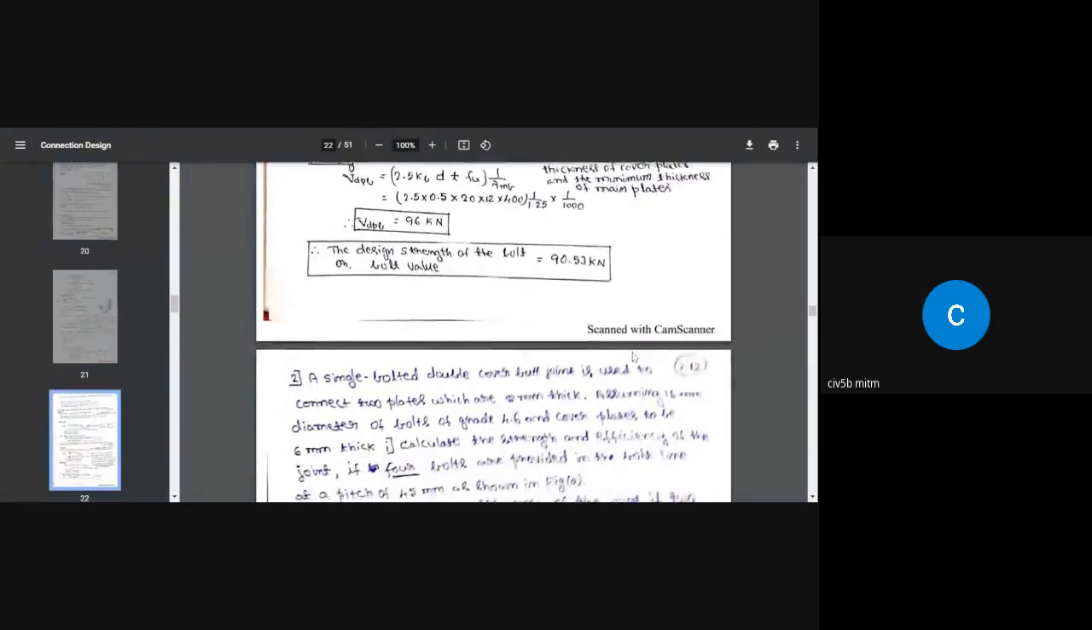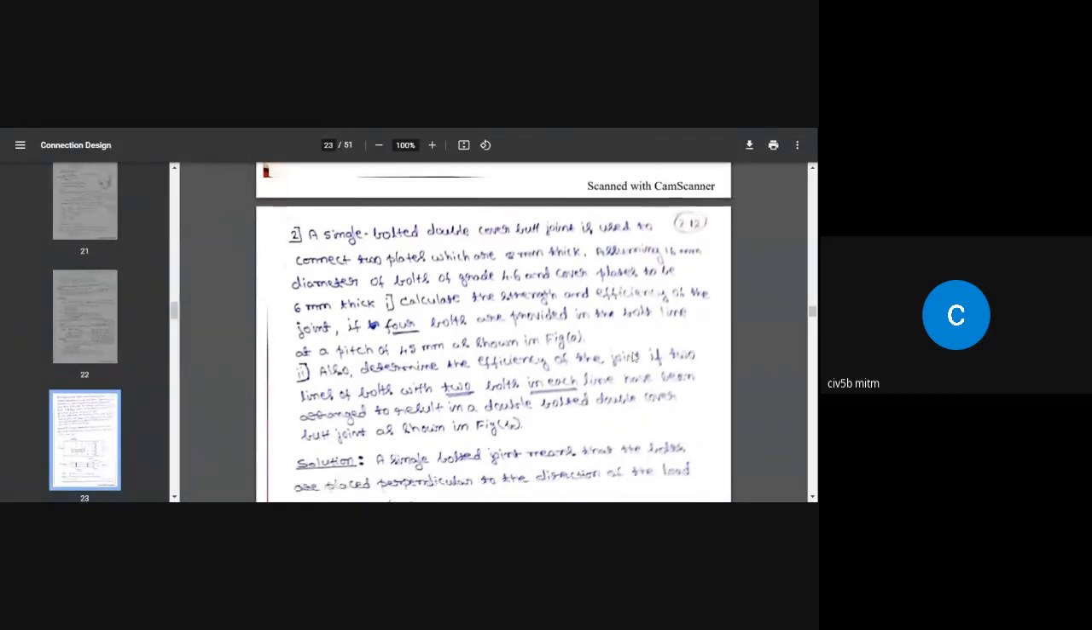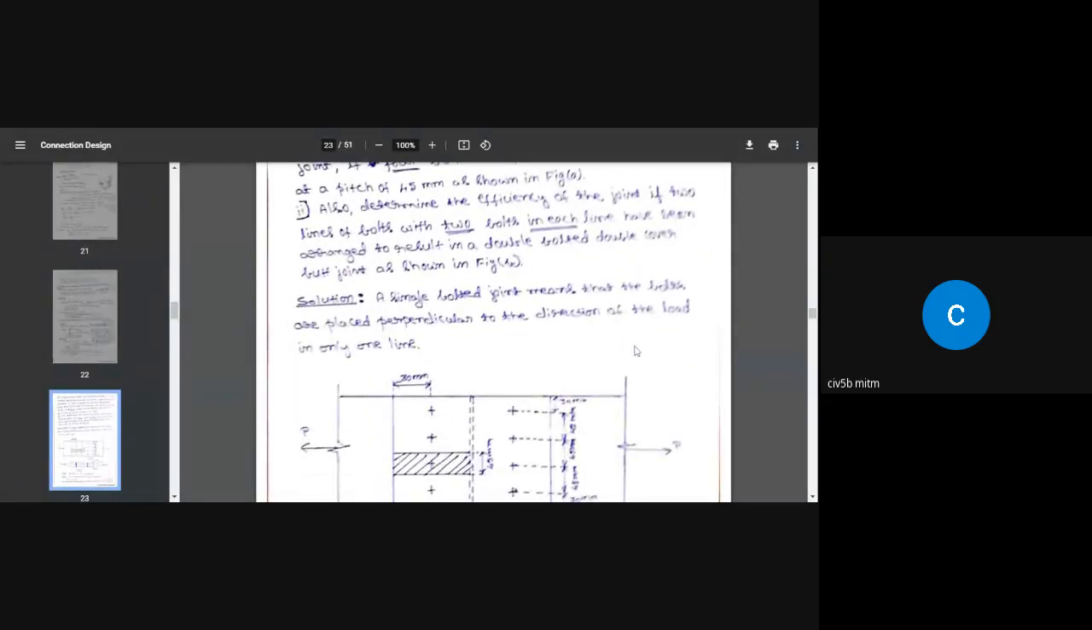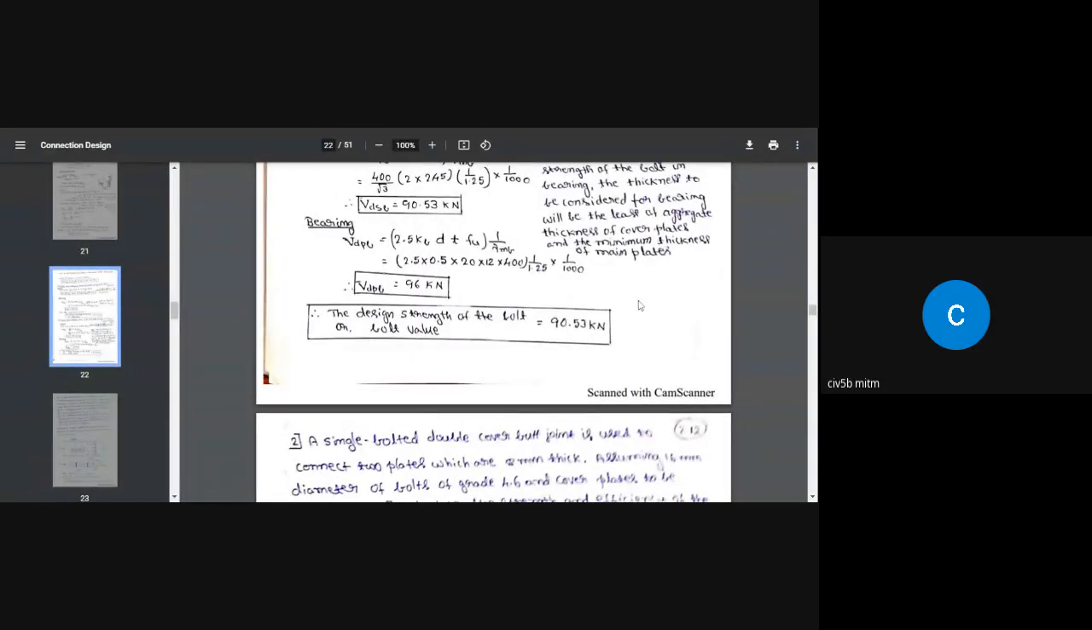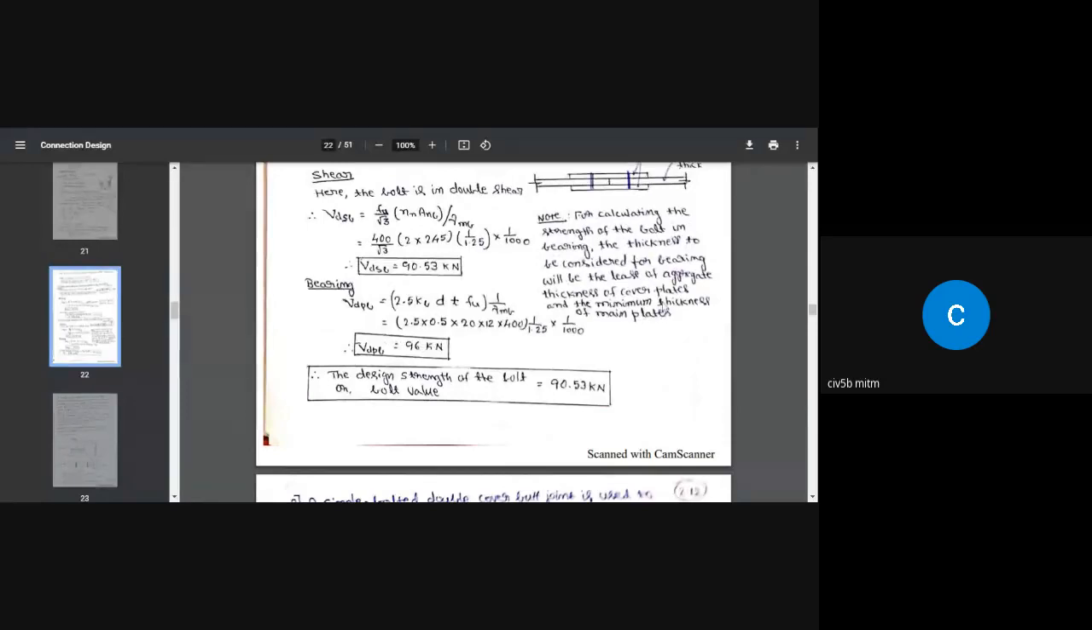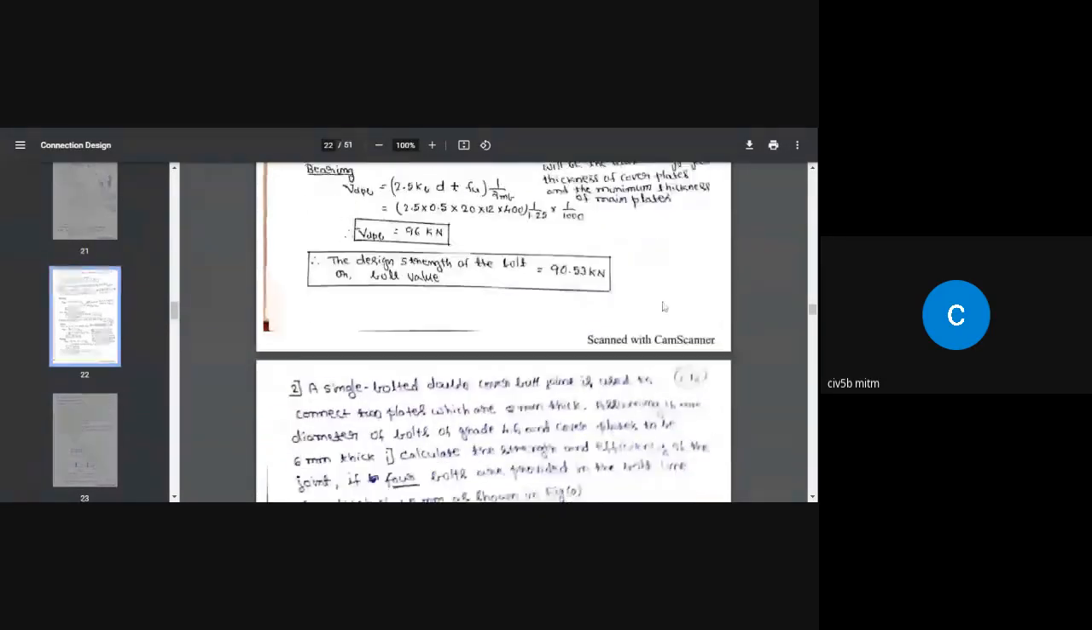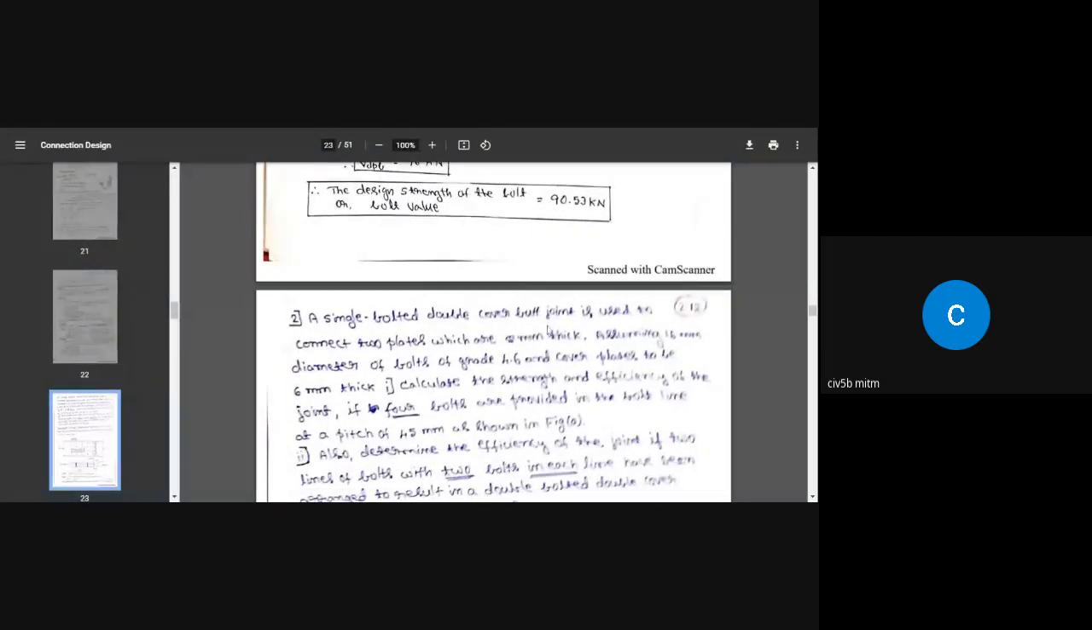Okay. So this is the next problem. In the next 5 minutes, I don't think I can cover this part. So what I'll do is end this problem in this class, and start with the next problem in the next class. Okay. So please get ready for the next class.